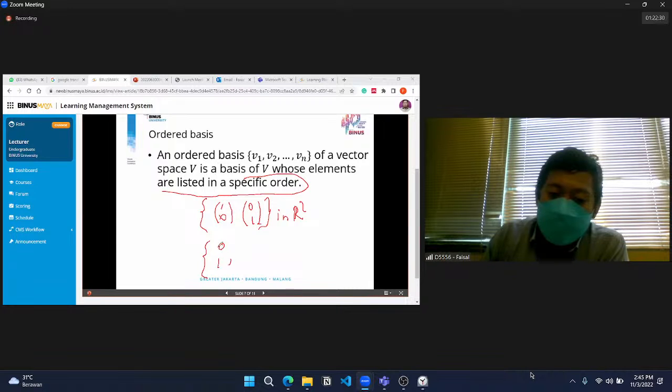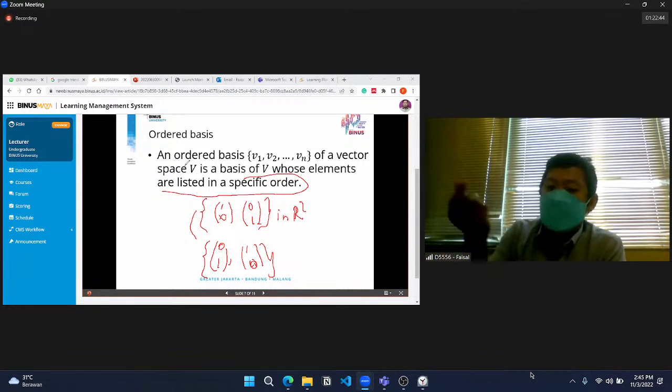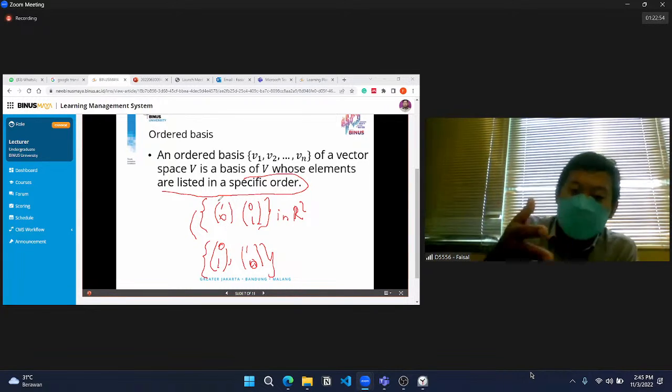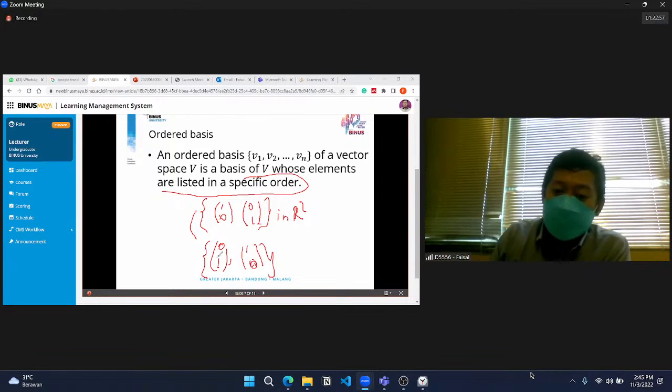(0, 1) and (1, 0) is a different basis. This is different because now we look at the order, because the vectors are listed in a specific order. So in the first basis, (1, 0) is the first one, but in the second basis, (0, 1) is the first one. So this is different as an ordered basis. As an ordered basis, these are two different bases.